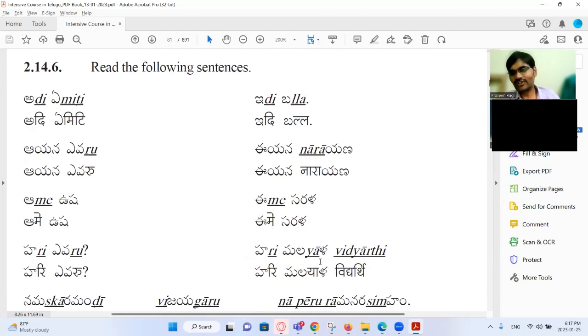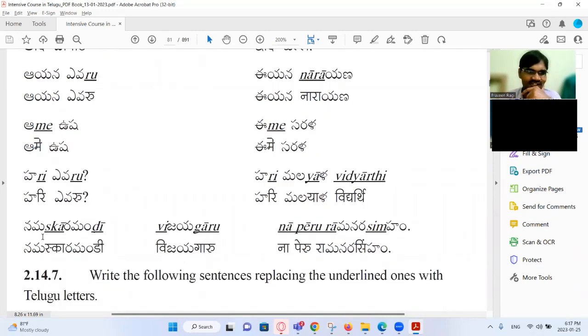Here I want to convey something. Malayalam is the language name, okay? But when we say Telugu vidyarthi, Malayalam vidyarthi, we don't say it like that, we say Malayala vidyarthi. Similarly, Tamil vidyarthi becomes Tamila vidyarthi. We change it.